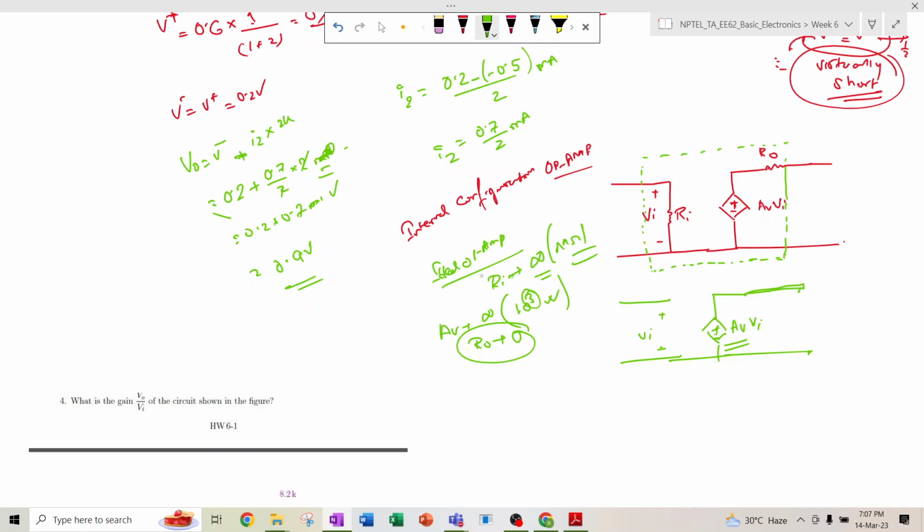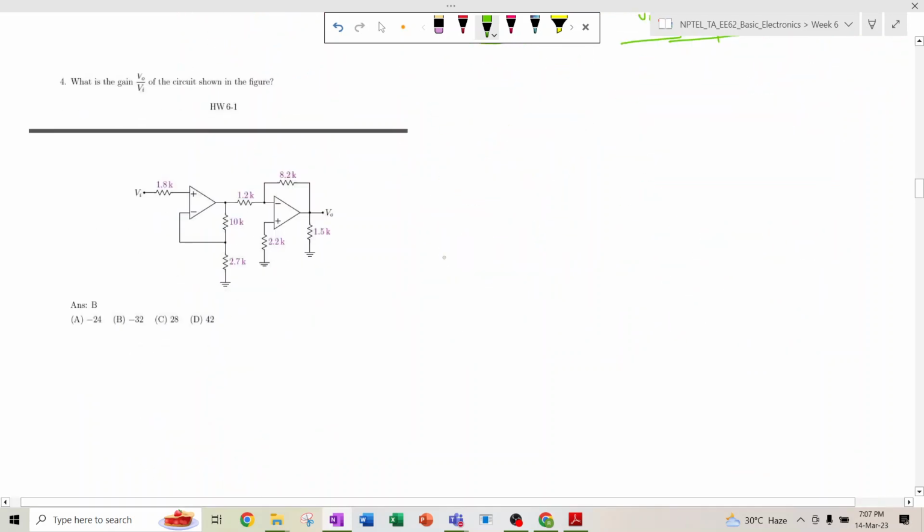Okay, so I am moving to the next question. What is the gain VO by Vi of the circuit shown in the figure?